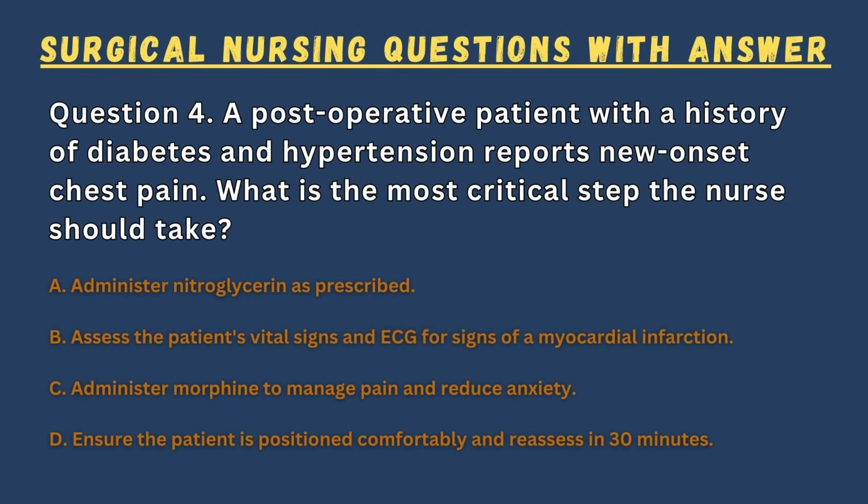Question 4. A post-operative patient with a history of diabetes and hypertension reports new-onset chest pain. What is the most critical step the nurse should take?